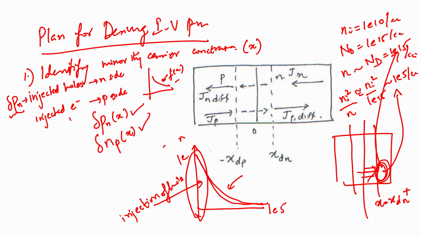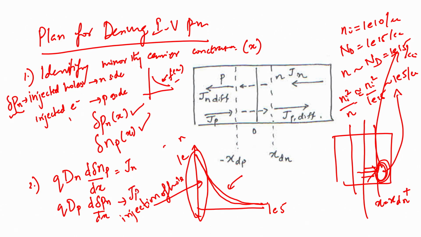And now, since they are going to vary with distance, there is going to be a diffusion current. So, how do we identify the diffusion current? It is proportional to q D_N d delta n_p by dx, that is the diffusion of electrons, and q D_P d delta p_n by dx is the diffusion of holes. We are going to identify the diffusion current components and then add these two components to get the total current. So, very simple idea.